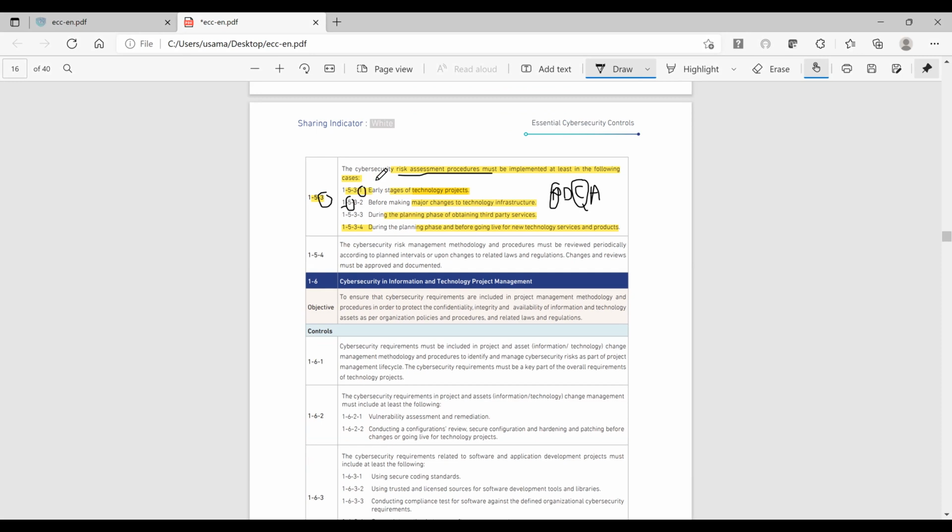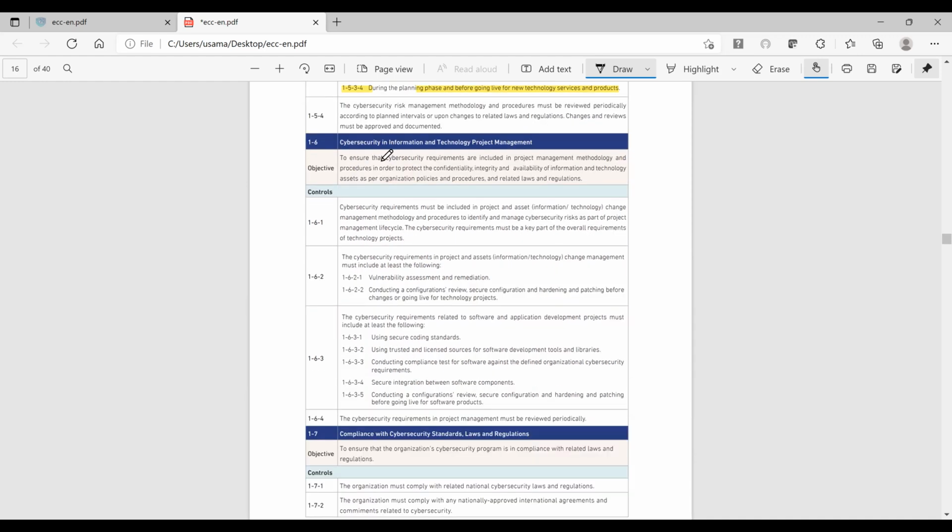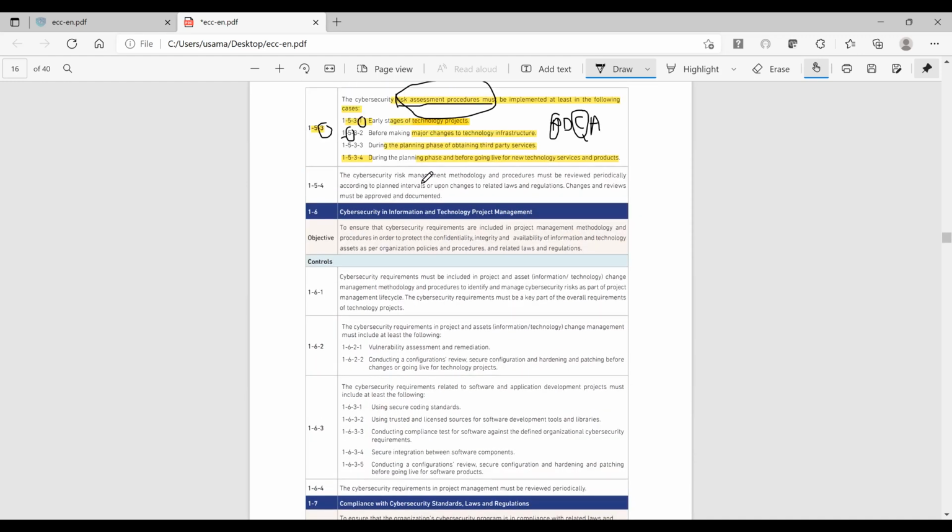will be the sub-control. Because what is a control? The control is the risk assessment procedure. Now the sub-controls are 1, 2, 3, 4. This means that we have 4 sub-controls in this control. Okay. Then we will come to the standard control, as we agreed, to be reviewed.